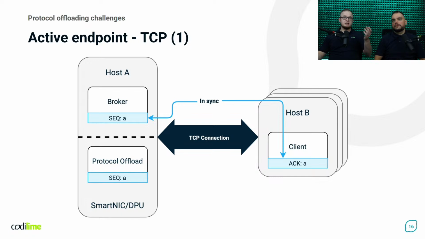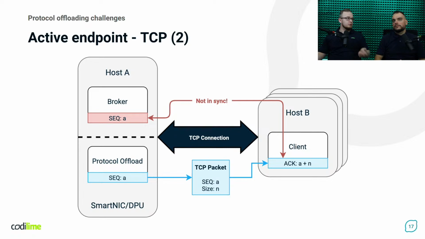So as we said, the initial state is that the broker and client are in sync, right? But the moment we introduce the protocol offload and send at least one packet using the sequence and ACK numbers that the broker would normally use for sending the packet, the client is going to receive it. However, if the broker tried to do the same thing using its own sequence and ACK numbers that the protocol offload already used, it's going to cause the client to drop the packets coming from the broker, which in effect might cause the TCP connection to be finished by the broker, which we don't want. But that's just the tip of the iceberg, right?